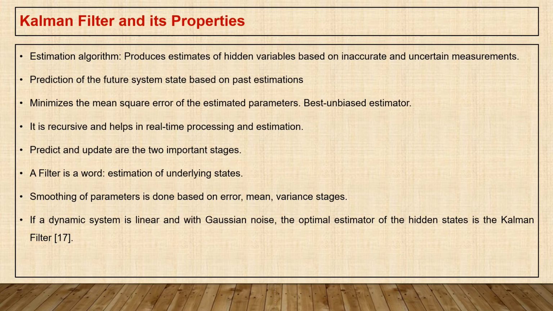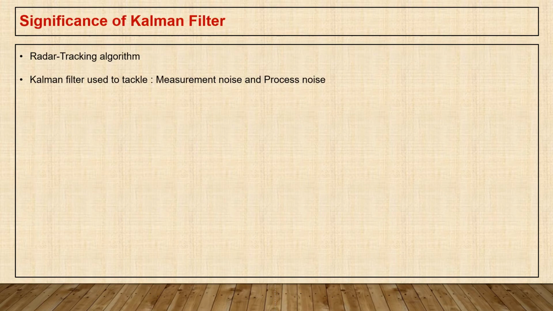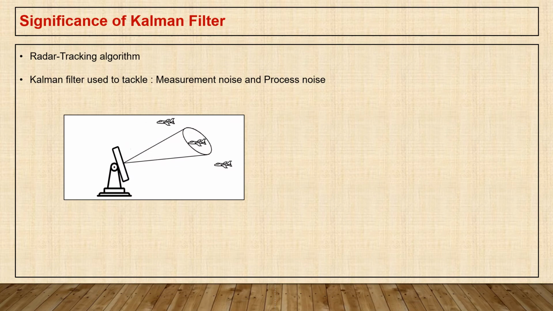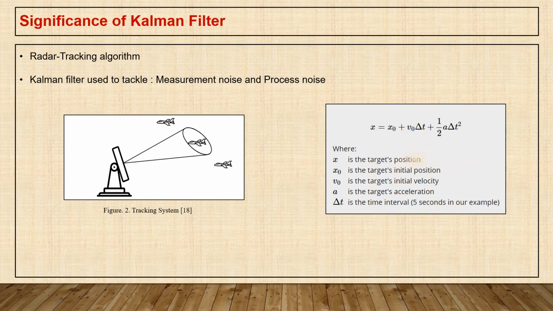So there are certain positions of the receiver which are estimated, and the future prediction of a precise position would then be estimated. Also, for a dynamic linear system with Gaussian noise, the optimal estimator of the hidden states is the Kalman filter itself. The significance of the Kalman filter is that it minimizes the mean squared error of the estimated parameters. So it's widely used in radar tracking algorithms and radar systems. Also, the Kalman filter is used to tackle the measurement noise and process noise as well.